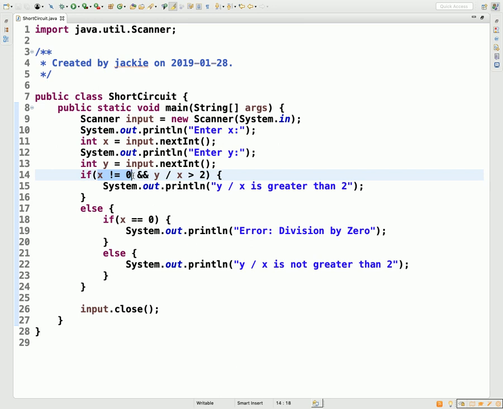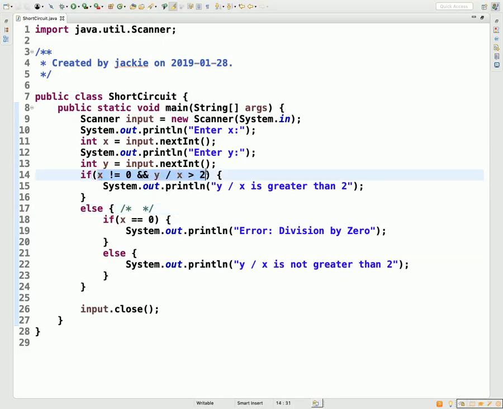I'm saying if the denominator x is not equal to 0, and also the result for the division over here is strictly larger than 2, if this is the case, I'm going to print out some message over here to say y divided by x is greater than 2. Easy over here. Otherwise, now if you can try to apply the law that we just talked about, if I can reach the else branch, what does that mean? That means it is not the case that this particular conjunction is actually true.